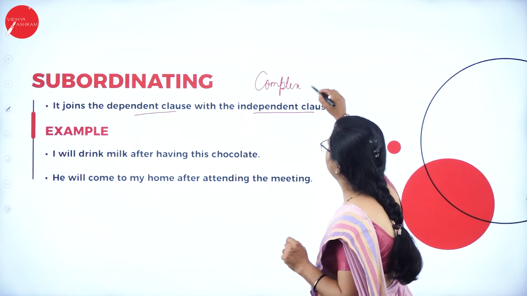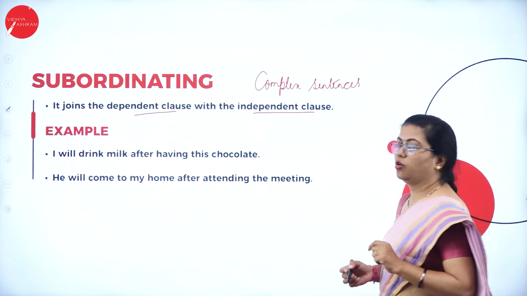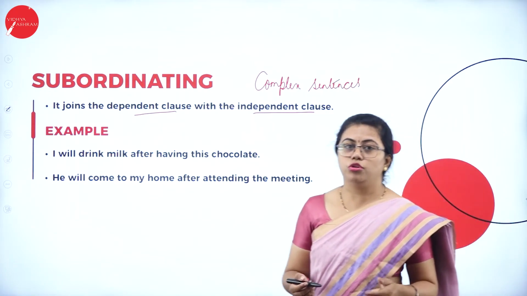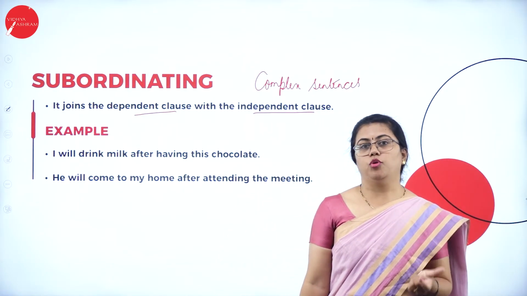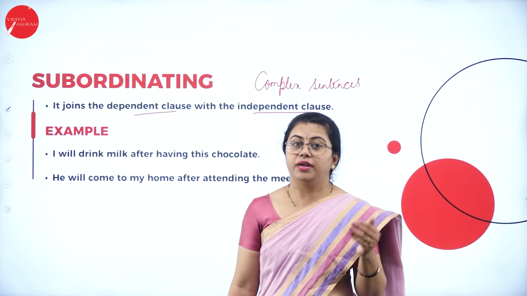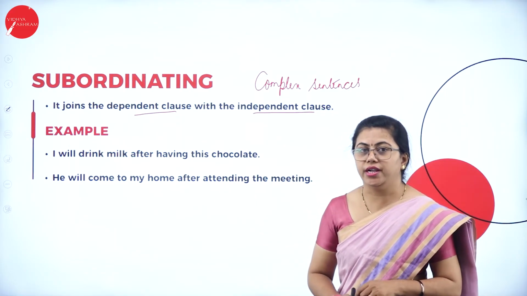Okay, so these are used in complex sentences, and correlative conjunctions and coordinating conjunctions, what you saw, both of them are used in compound sentences. A compound sentence can be broken into two different sentences, but a complex sentence, it is very difficult for you to break it into two different sentences.